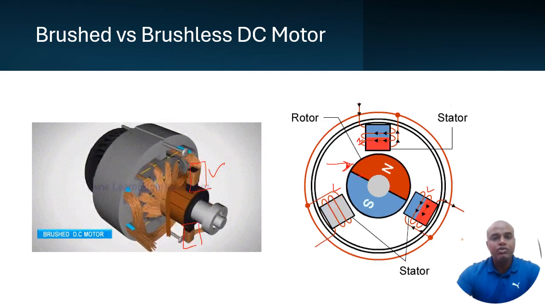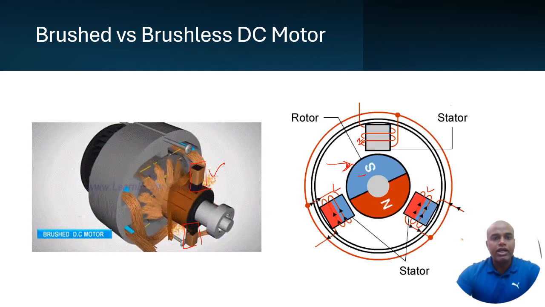Whereas the brushed DC motor works on Faraday's law of electromagnetic induction, where if I place a current carrying conductor in a magnetic field, it experiences a force and my rotor starts rotating.